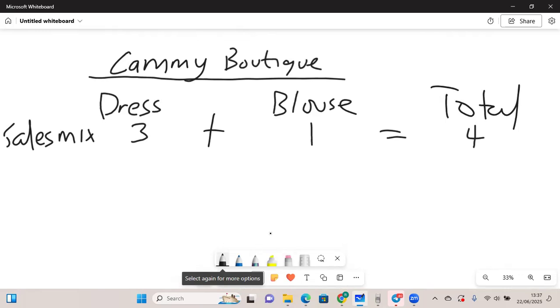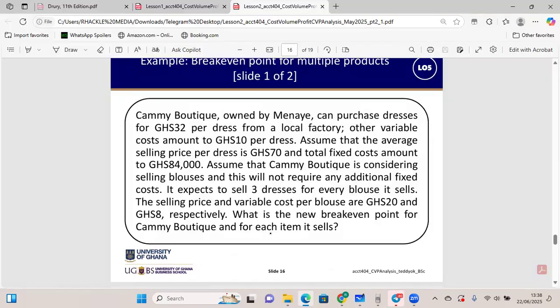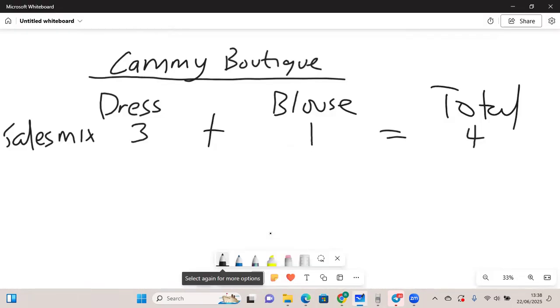Now, because the thing is in units, we have to use weighted average contribution margin, not contribution margin ratio, but contribution margin, because it is in units. The question gave the thing to us in units. It said break-even point, so already we are looking for it in units. So now let's continue by solving the contribution.